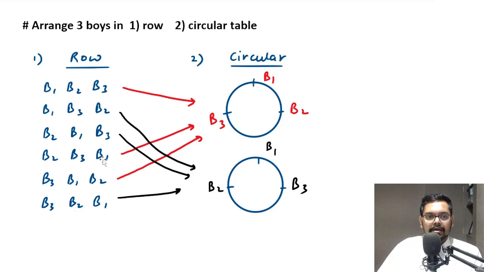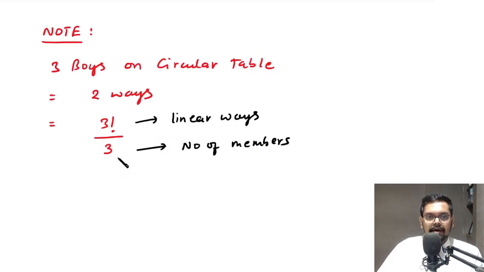Okay, so that redundant data we have to divide. So divide by 3. Why this 3? Why not 2, 4, 6 or 1? Because this 3 is nothing but the number of members. 3 boys were there, so divide by 3. If you do this, you will get your 3 boys arrangement on a circular table.